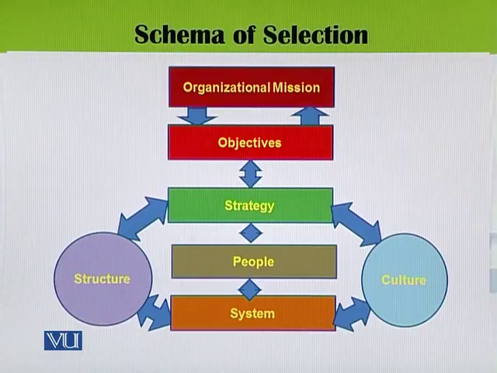So there are four major components with which strategy would interact. One is the culture of the organization, another is the structure of the organization, then the system of the organization, and then the people of the organization. All four of these must be linked and aligned with the strategy of the organization. And strategy needs to be linked with organizational objectives, and organizational objectives must be linked with organizational mission. This is an important concept which you need to keep in mind while discussing the strategic selection schema.